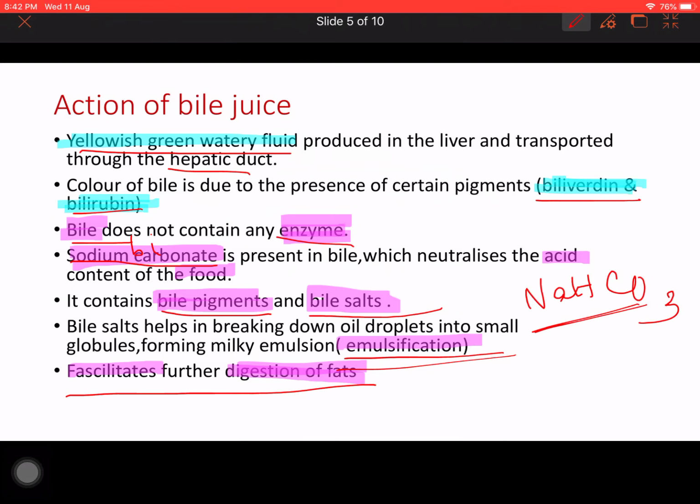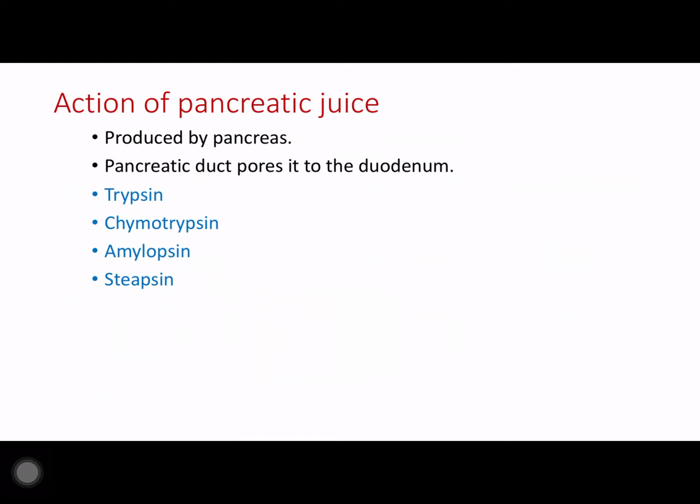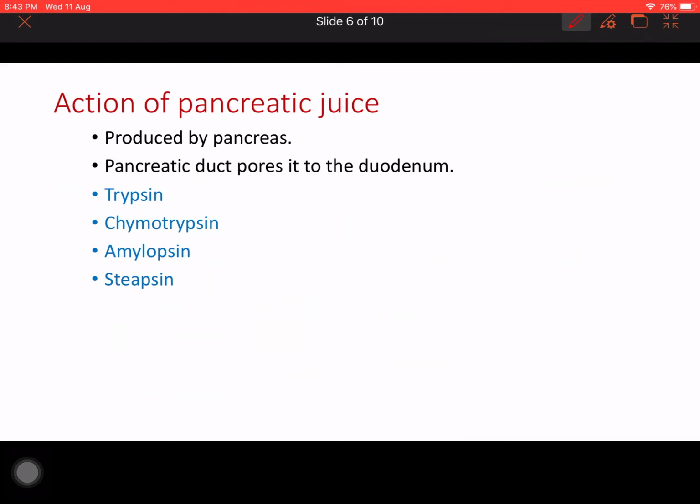Okay, so next we will move on to the action of the pancreatic juice. Now, first, when we are studying this, the pancreatic juice is produced by the pancreas. The pancreatic duct, what does it do? The duct pours its secretion into the duodenum, and there are 4 types of enzymes contained in the pancreatic juice, namely trypsin, chymotrypsin, amylopsin, and steapsin. So these are the main 4 enzymes.